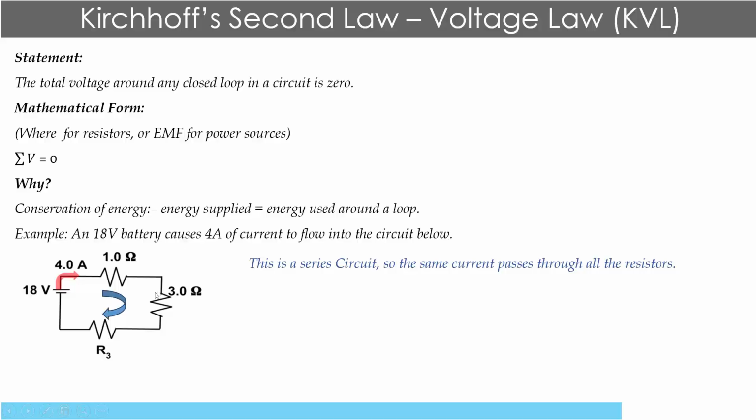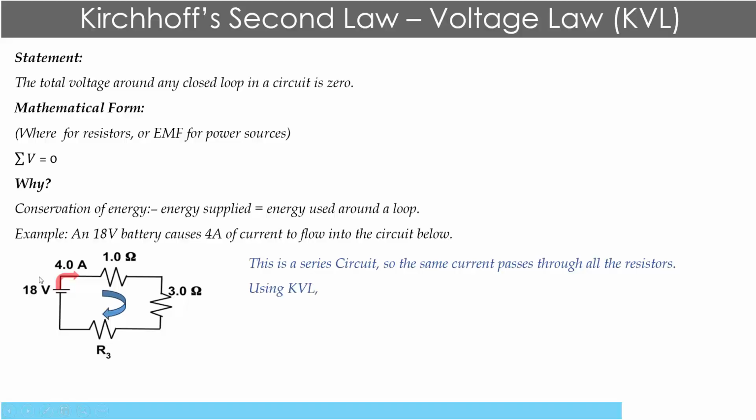Remember that voltage is a product of current and resistance. So the voltage drop across the 1 ohm resistor is 4 times 1. The voltage drop across the 3 ohm resistor is 4 times 3. And the voltage drop across the R3 resistor is 4R3, or 4 times R3. So we are saying that if you sum up all this voltage drop across the resistors, it's supposed to be equal to 18 volts. That is basically what Kirchhoff's voltage law is saying.